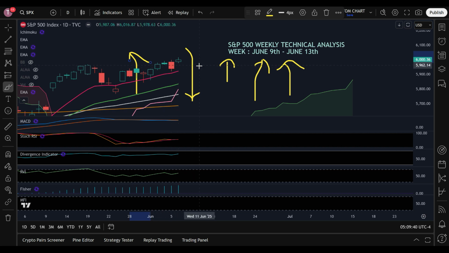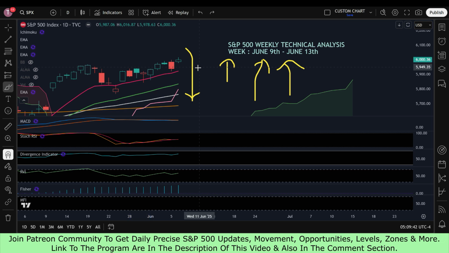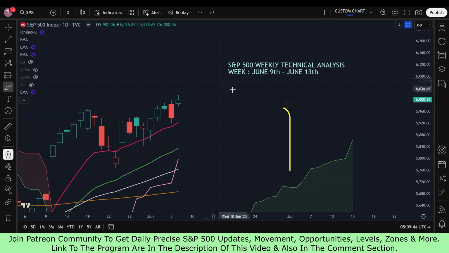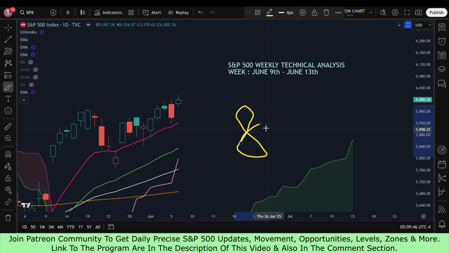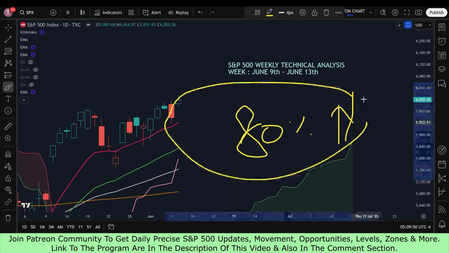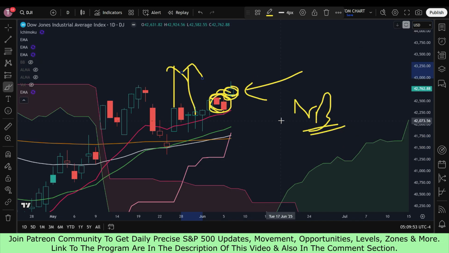Neither overbought nor saturated. Okay. What does all of this indicate? This means that the S&P 500 is 80% bullish on the daily chart. Simple. Okay. Now let's analyze the Dow Jones.